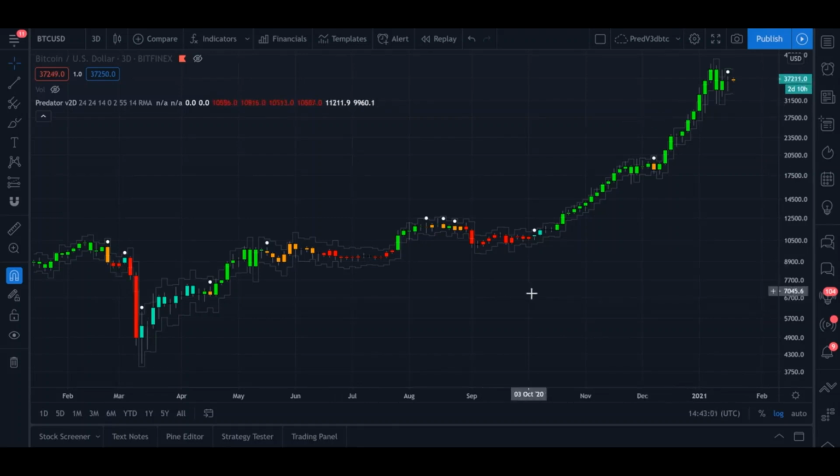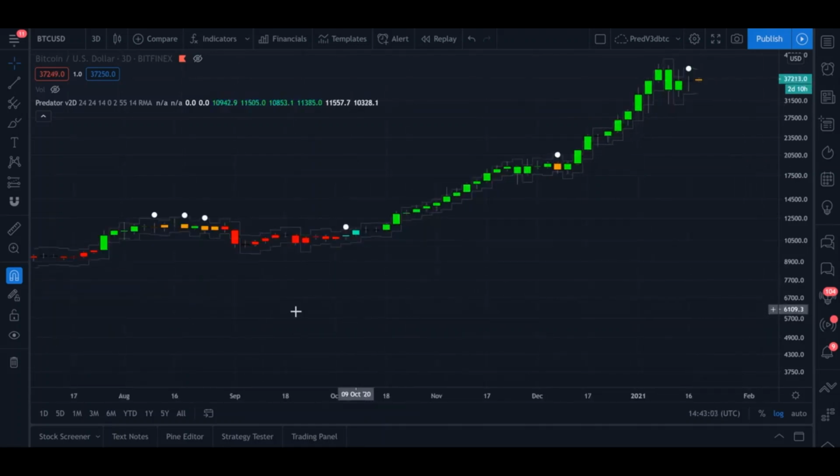Now, these are just suggested rules for Bitcoin. For example, with Bitcoin in a bull market, you may want to replace the shorting with simply reducing your size or going into a cash position.